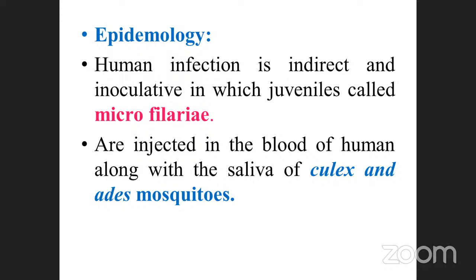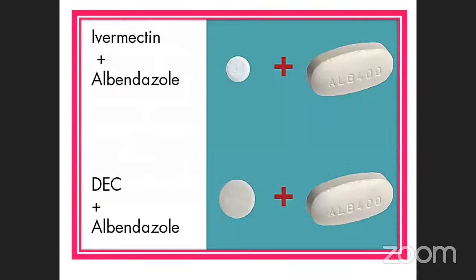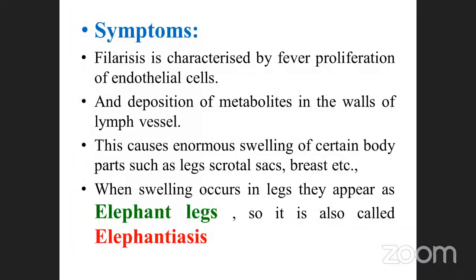See, you have to take ivermectin plus albendazole. When you take these two, it may be a cure, otherwise called a prescription by doctors. DEC is one of the tablets, also given with albendazole. Of both categories, albendazole is very, very important, then only is there complete eradication.